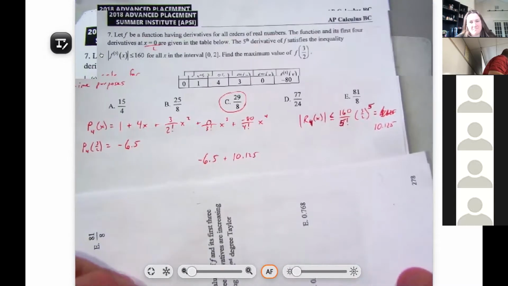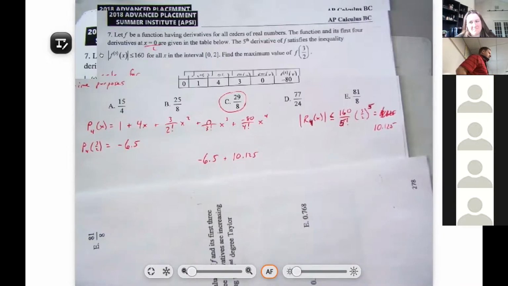So here is my work. This one's different because it doesn't say find the error. It wants us to find how big that possible value could be. So we actually got to find two things.